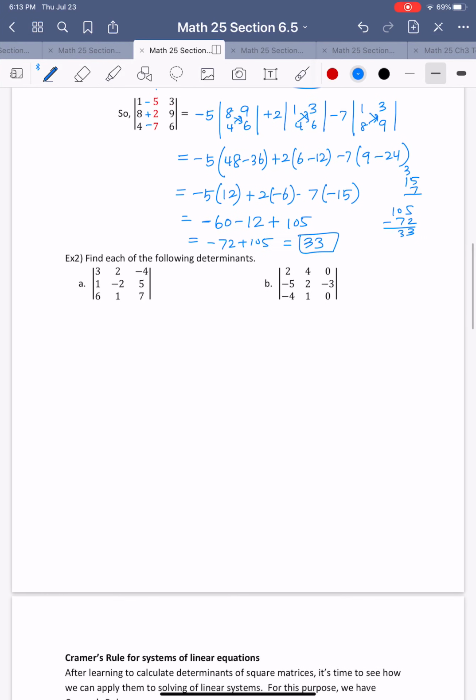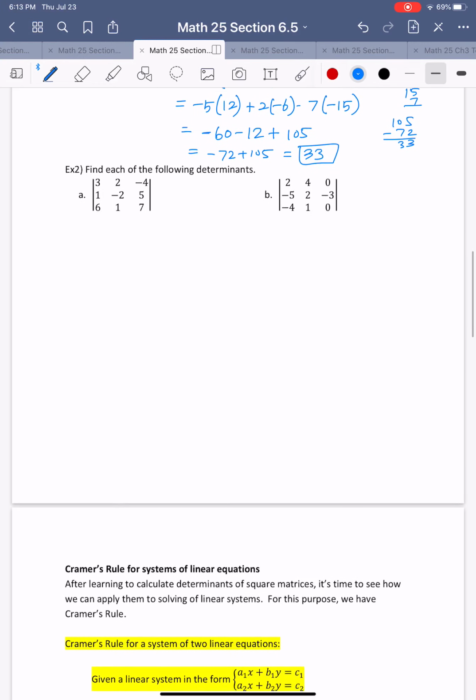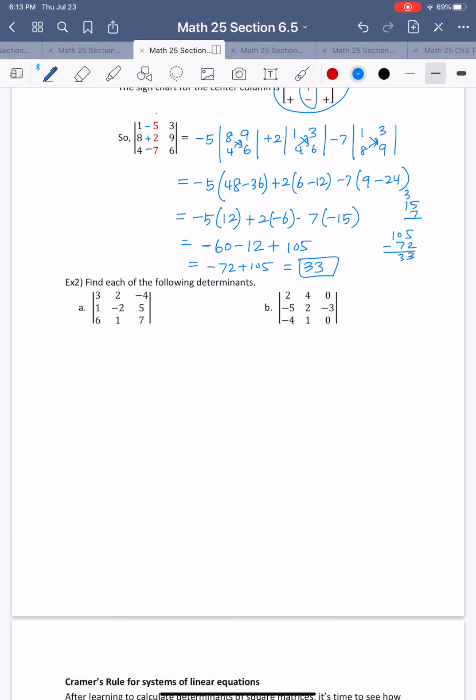So find each of the following determinants. You can choose whatever you want, but for me, I love using the first row. Okay, so I'm using this one. So the sign for each one is positive, negative, positive, right? So the determinant is 3 of, oh sorry, I have to put the matrix symbol, sorry about that.